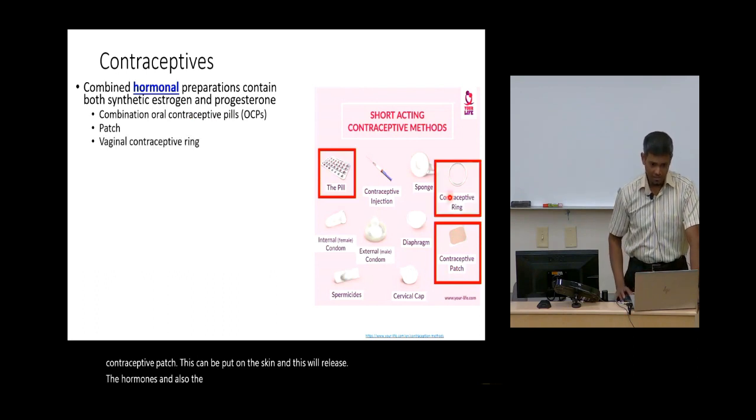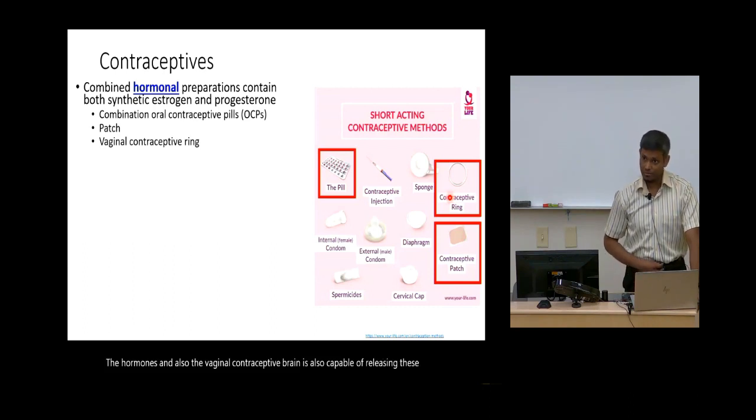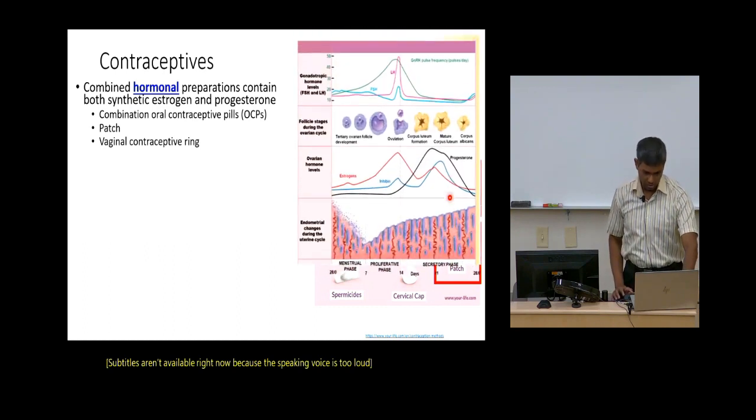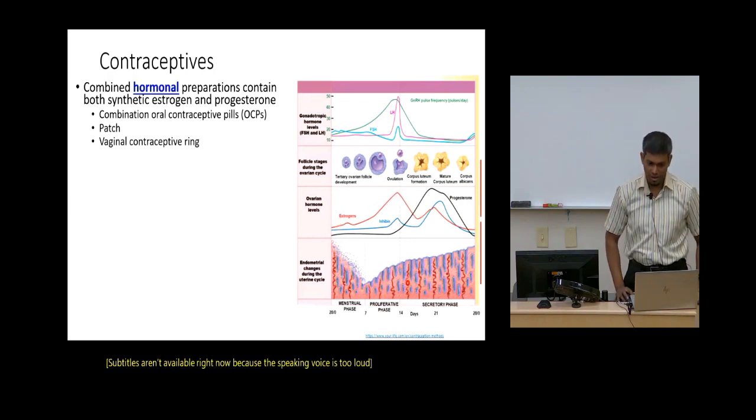And also the vaginal contraceptive ring is capable of releasing these two hormones. But in order to understand how they function, we need to go back to this slide. So we see that when you have a peak in estrogen, it's mainly going to increase the proliferation of the uterine lining. So that is one thing it does.